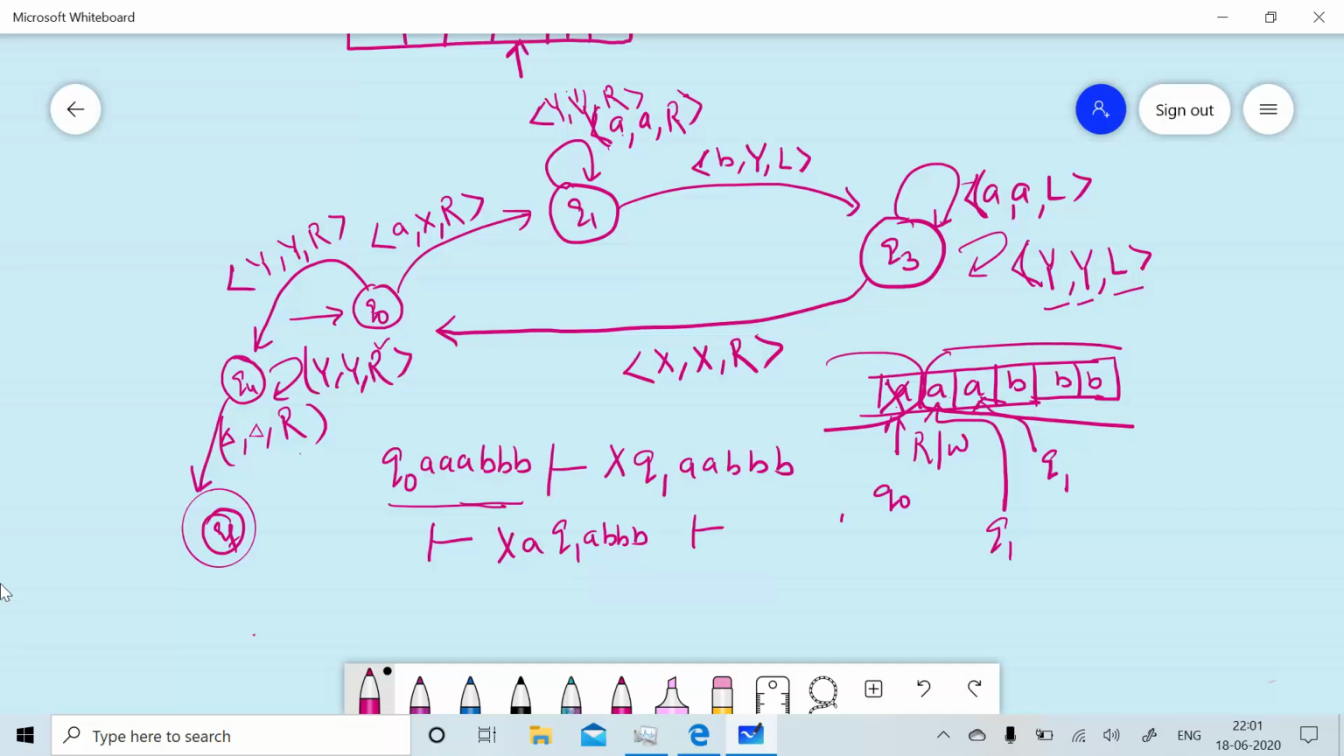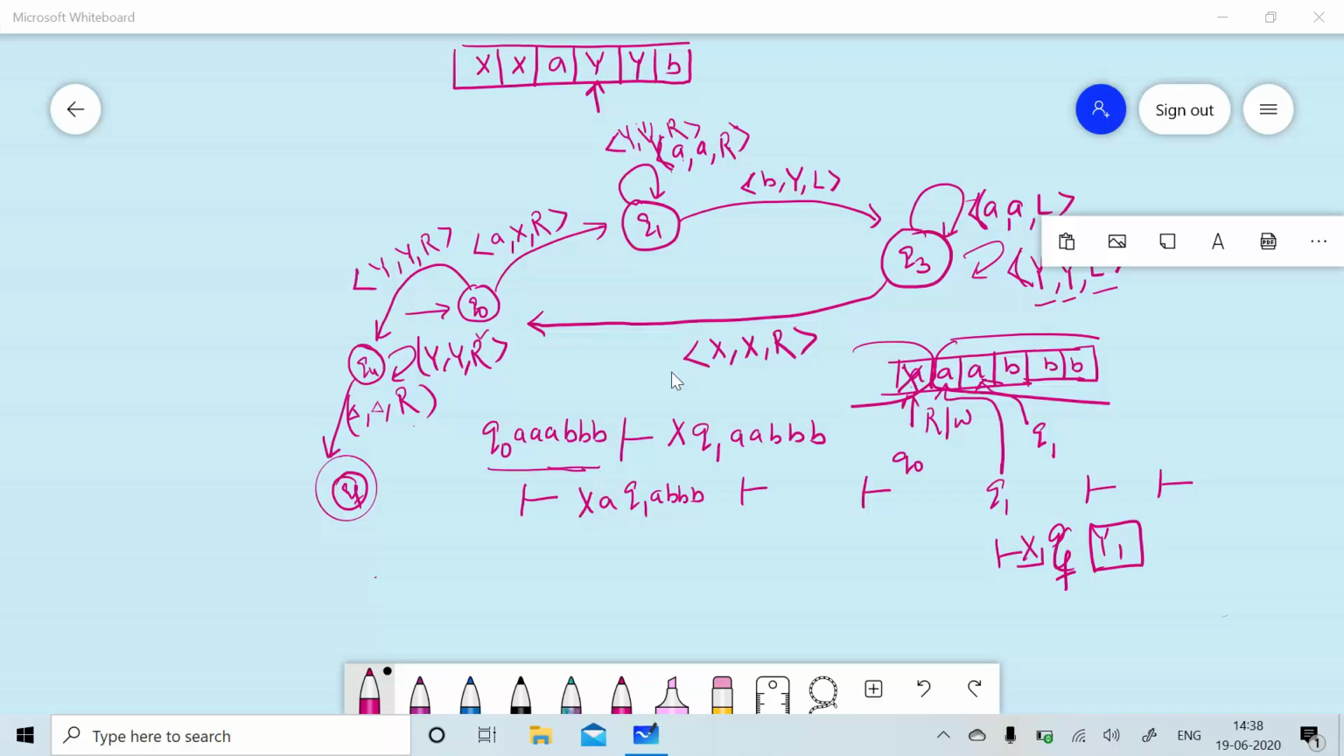So in this way, we are able to write down the configuration of a Turing machine. And in the last, we will reach QF. On the left hand side, I call it the X1 string and the Y1 string toward the right hand side.